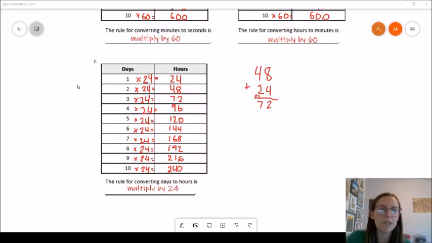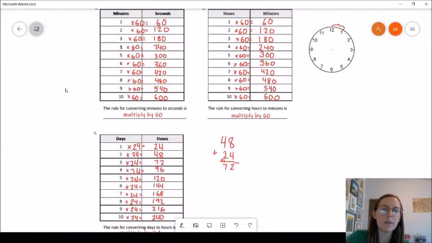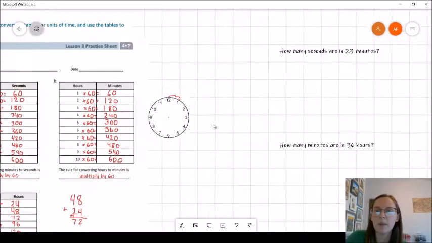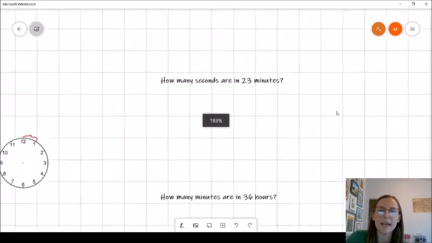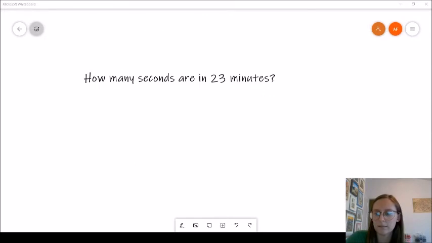Now we want to be able to take our unit conversion tables that we made and take these rules that we found and apply this to solving some problems. So we have a few problems that we're going to take a look at that are going to require us to use our unit conversions. The first problem that we're going to look at is how many seconds are in 23 minutes.